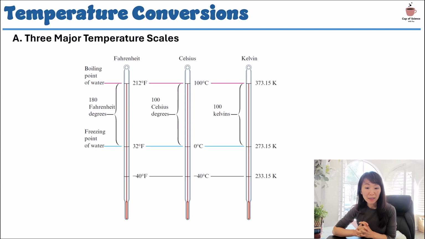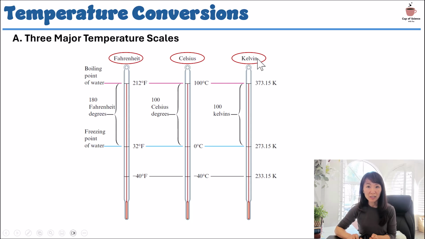There are three major temperature scales that you will be dealing with in chemistry. One is Fahrenheit. This is something that most of us are familiar with, and maybe Celsius as well, but probably not so much Kelvin. So Fahrenheit, Celsius, and Kelvin, these are all three temperature scales. These are the units that you will be working with.